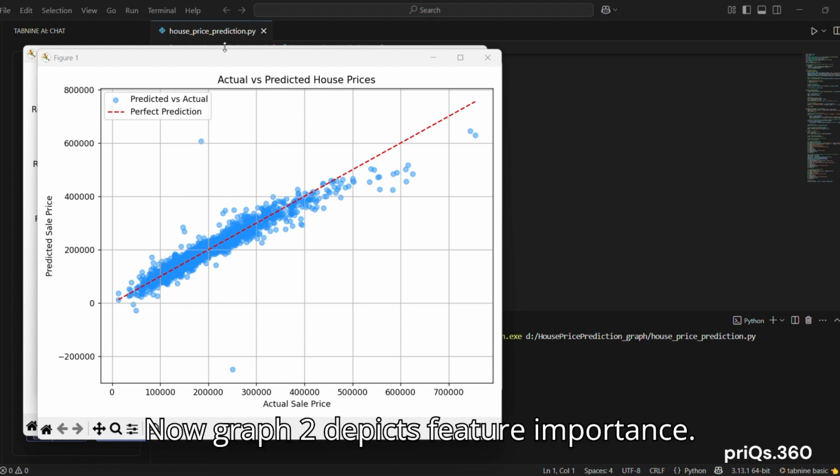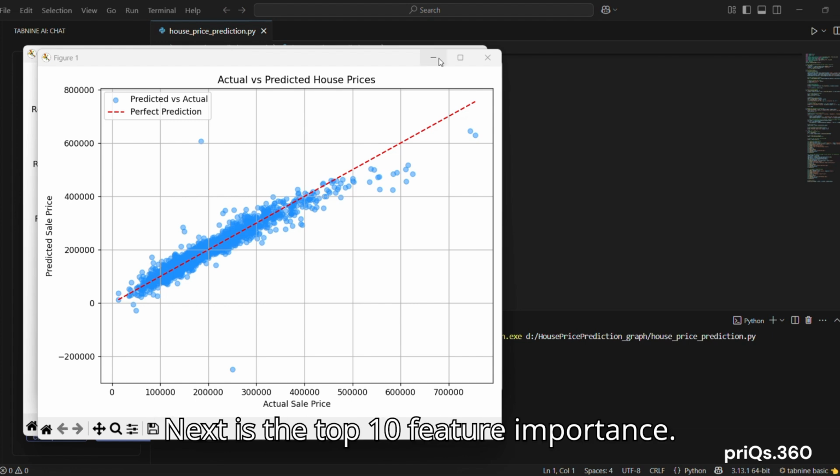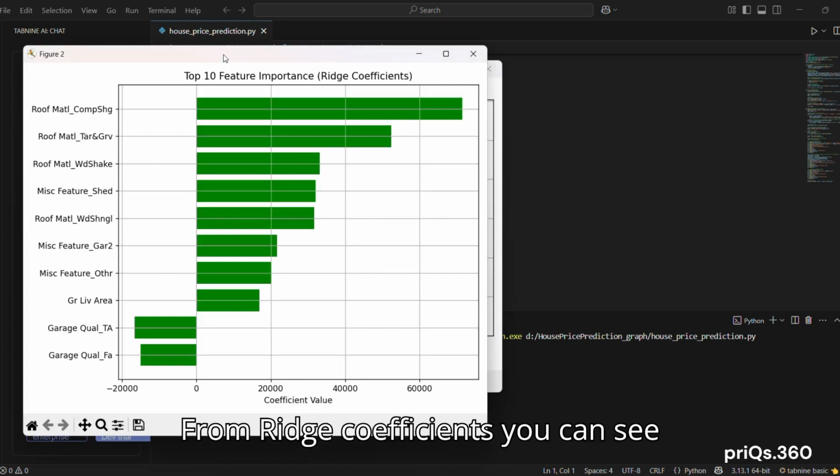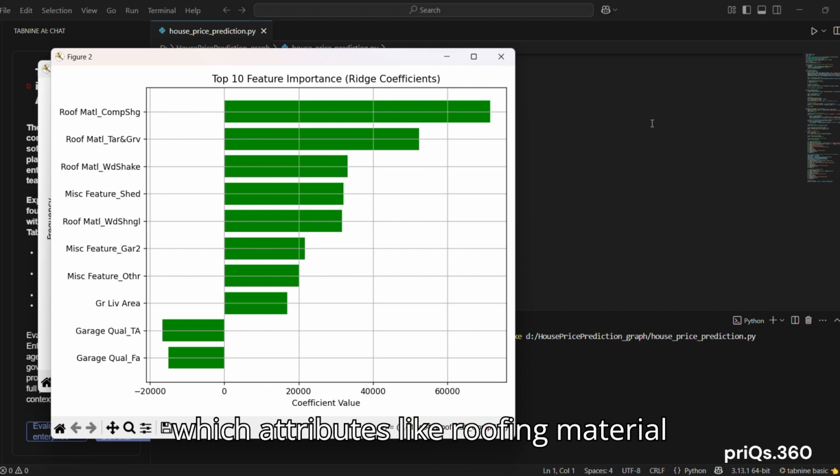Now graph 2 depicts feature importance. Next is the top 10 feature importance from Ridge coefficients. You can see which attributes, like roofing material and shed presence, move prices up or down the most.